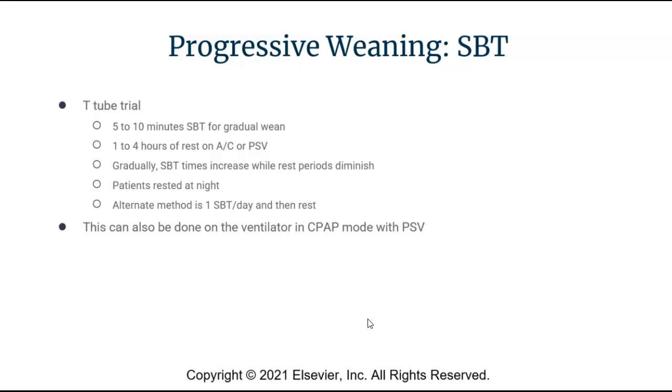But if I started off gradually, where I told myself, okay, I'm going to run for 2 minutes and walk for 2 minutes, then run for 3 minutes and walk for 3 minutes, and gradually build up my stamina, it would be a lot more successful and I wouldn't get as discouraged. Same thing with our patients and their breathing. We want to give them achievable goals. So we might start off with a 5-minute spontaneous breathing trial, and then give them an hour to 4 hours of rest on AC, or put them back on pressure support at a high level. So gradually we're going to increase the amount of time that they're being asked to spontaneously breathe, while decreasing the amount of rest period.